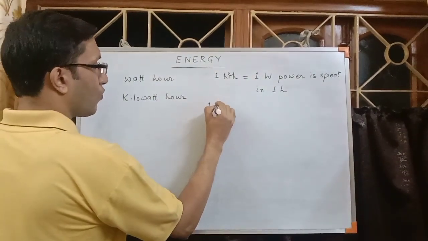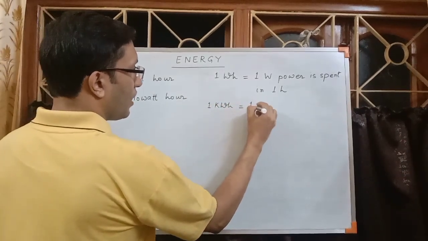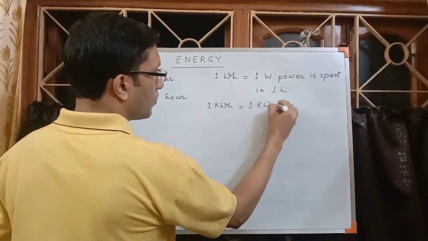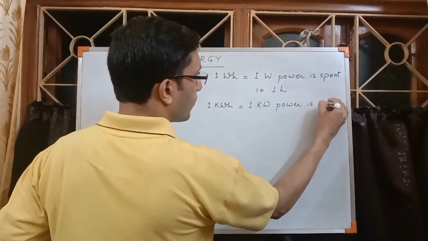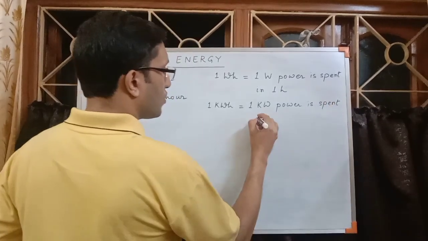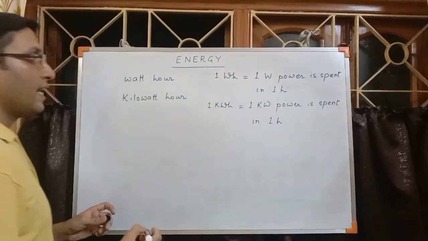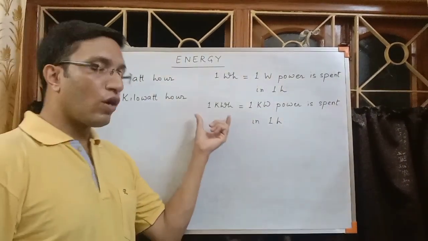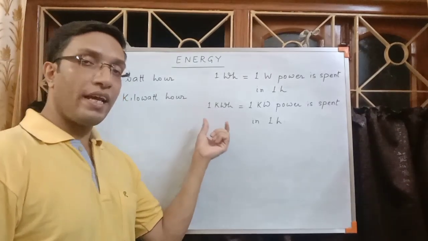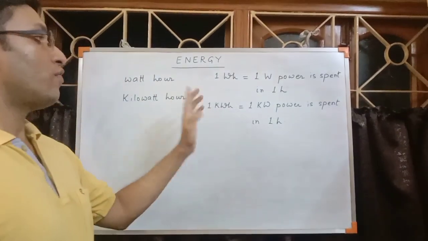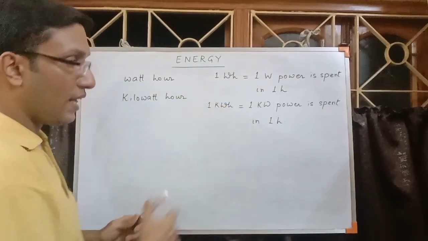Similarly, for 1 kilowatt hour, we say that 1 kilowatt power is spent by the source in 1 hour. Now, this unit of energy, kilowatt hour, is used mainly for electrical energy. So what is the relation between kilowatt hour and joule? Let's see.